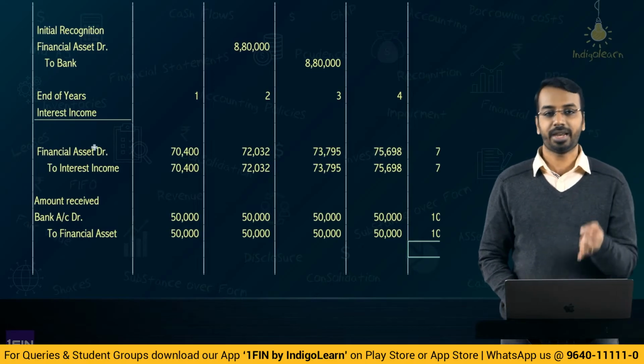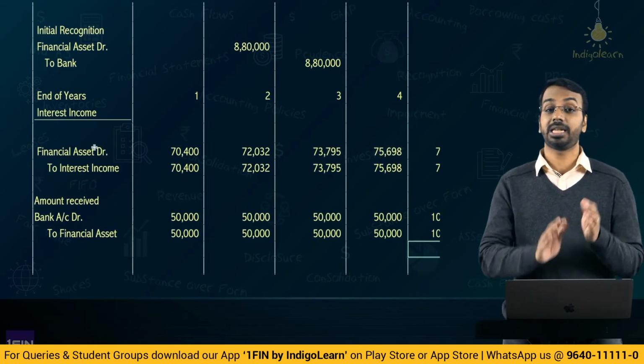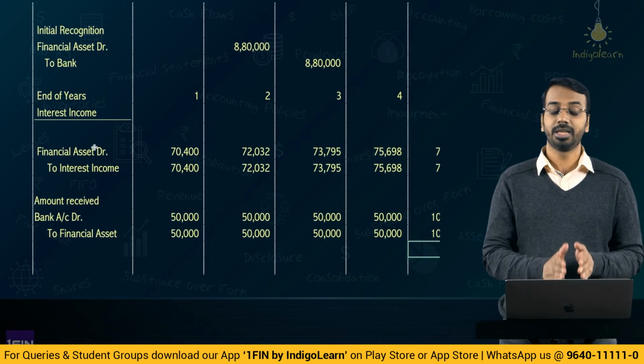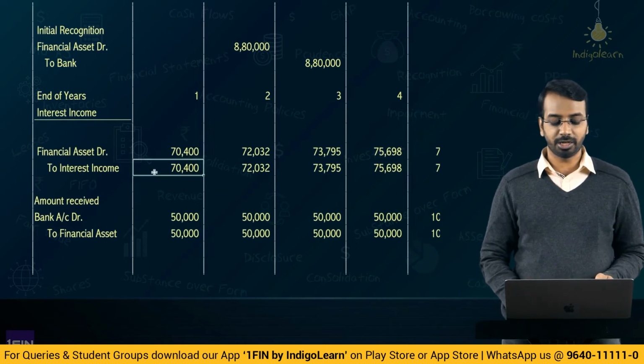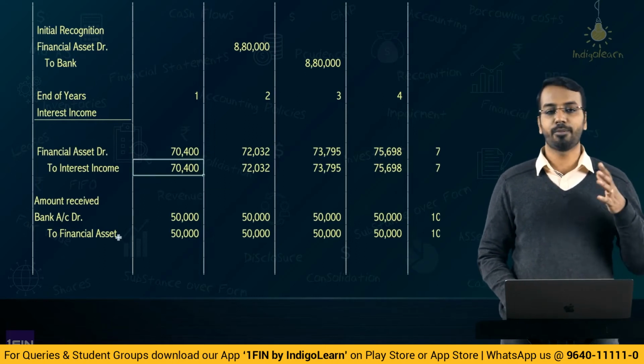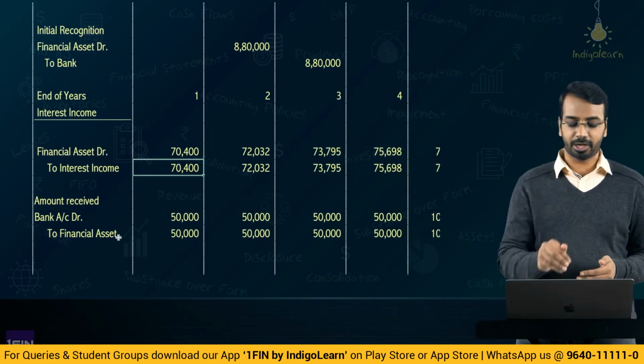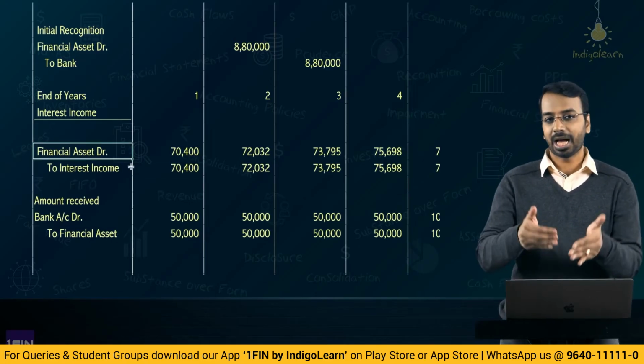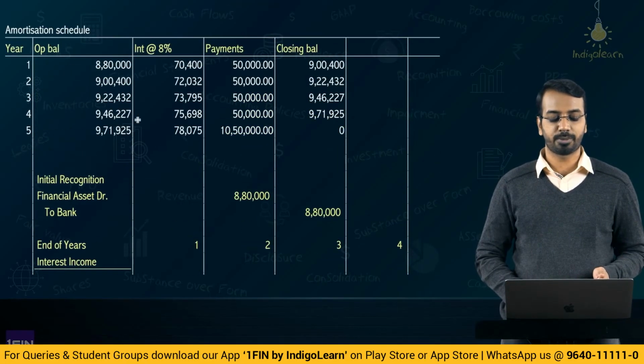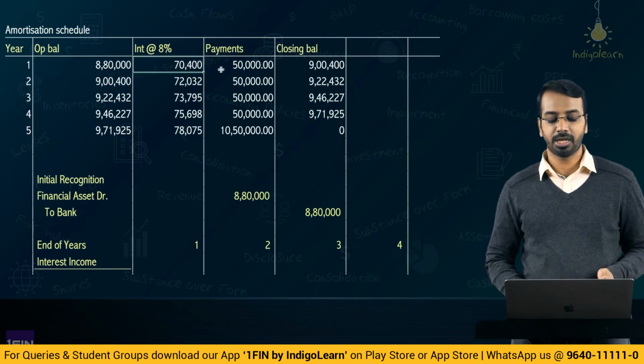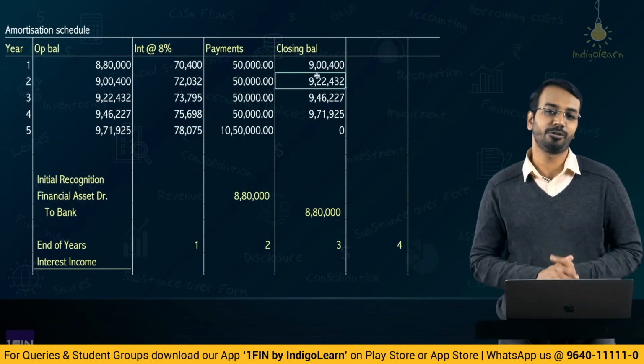We have recognized the financial asset at the fair value, which is the net transaction price at the beginning. Then we have recognized income each year, and also we have passed the amount received entry. If you prepare a ledger account for this financial asset, ultimately it will be 0, because it will follow this particular pattern: opening balance, interest, payment, closing balance, so on and so forth.